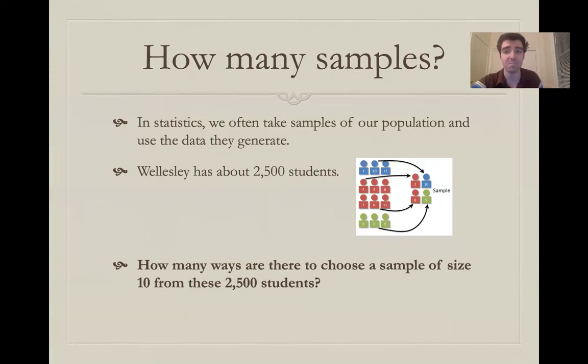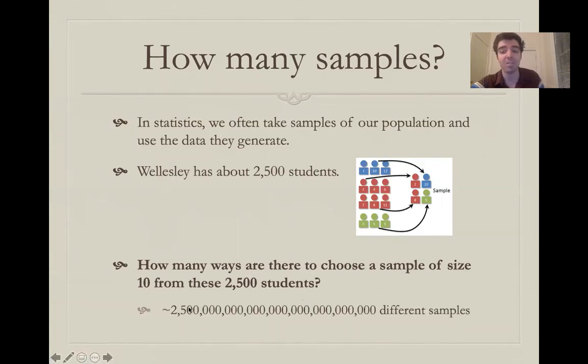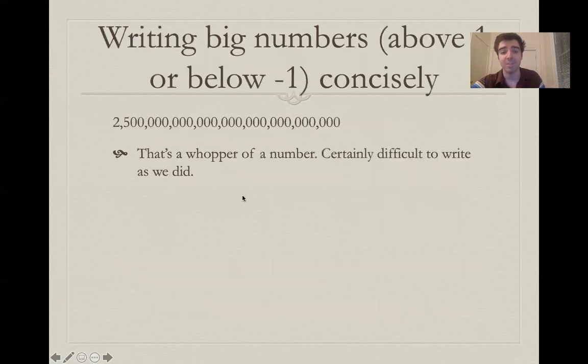Hundreds, thousands, millions? Turns out it's quite a bit more than that. It's actually going to be 2.5 octillion different ways to choose 10 Wellesley students from the 2,500 students on campus. So you don't need to know any of this stat stuff. What I want to focus on is this big chunky number right here. It's very large, takes up a lot of space on the page, right?